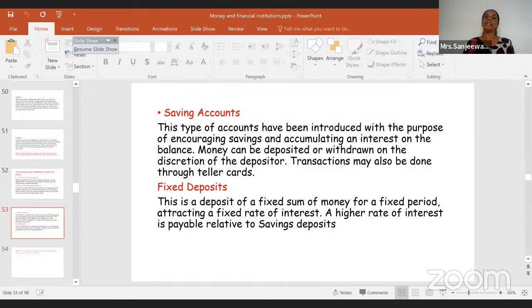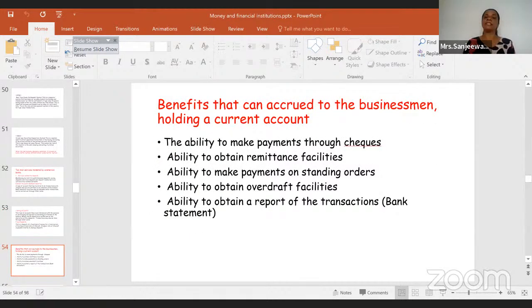Then what are the benefits that can be gained by the businessman by having a current account? Now suppose you have a current account. What are the benefits that you will gain? You can do the payments through checks, and you can obtain remittance facilities. You can make payments on standing order. Then overdraft facilities, even though you don't have the remaining balance, you can just issue checks even above the balance. Ability to obtain a report of the transactions, a bank statement, you can get. So these are the benefits that you will receive if you have a bank current account.